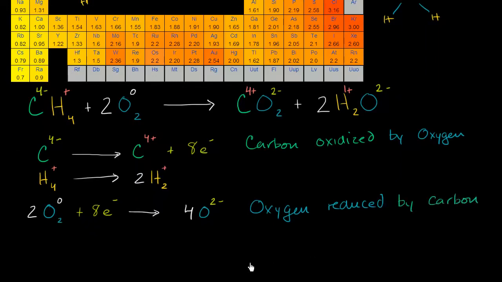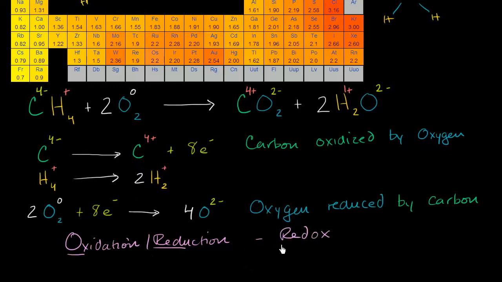And this type of reaction, where you have both oxidation and reduction taking place, they're two sides of the same coin. You're only going to have one thing oxidized if another thing is being reduced, and vice versa. We call these oxidation-reduction reactions, or sometimes redox for short. Take the red from reduction and the ox from oxidation, and you've got redox. This is a redox reaction. Something is being oxidized, something else is being reduced.